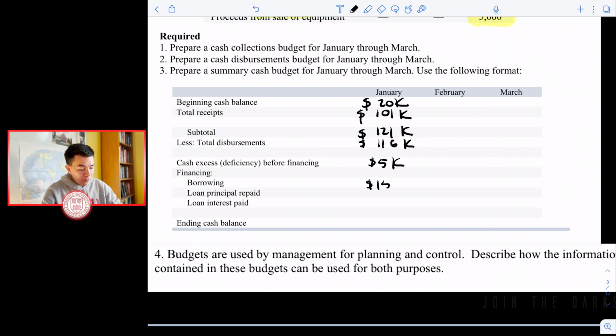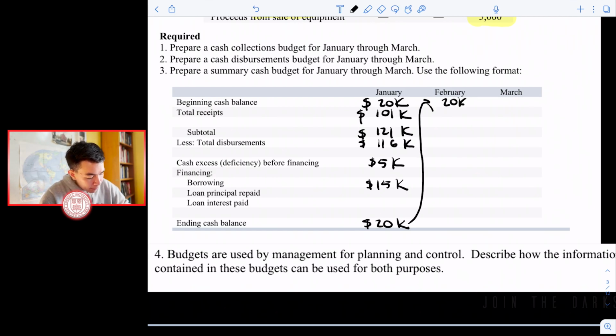And remember, for this business, they need to have at least $20,000 in cash at all times. So we got to borrow $15,000 as a loan. And by doing that, we have a cash balance at the minimum required amount, which is $20,000 cash.